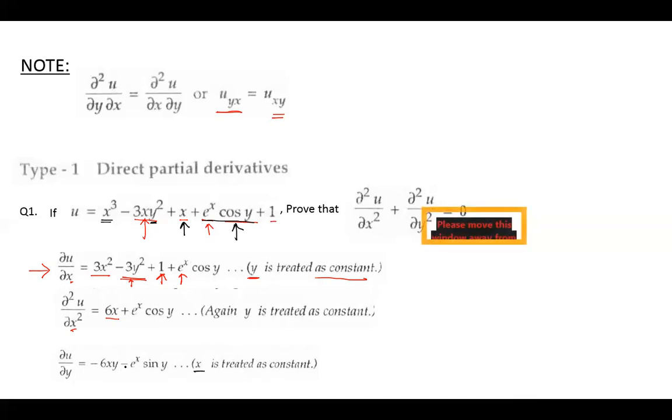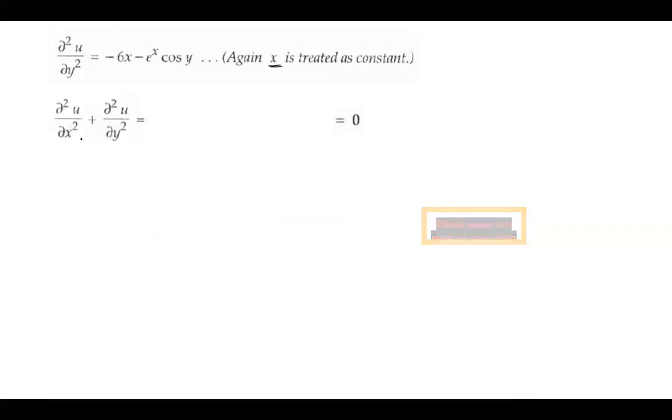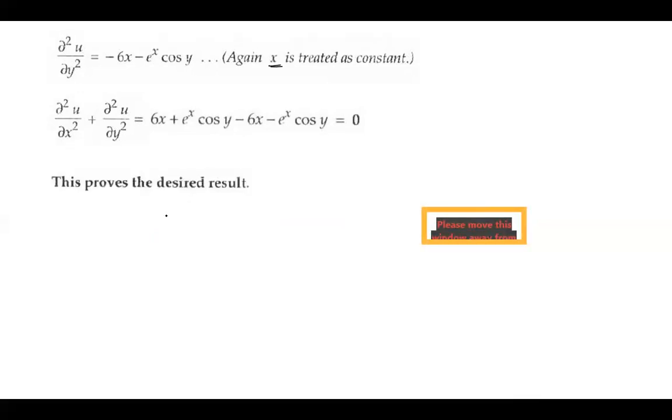Okay. Now differentiating this expression once again to get the second order derivative. So ∂²u/∂y² will be minus 6x minus sin y derivative will be cos y. Here remember that we are treating x as a constant. Now let's add ∂²u/∂x² and ∂²u/∂y². You can see all the terms are getting cancelled and we get 0. So this proves the desired result.